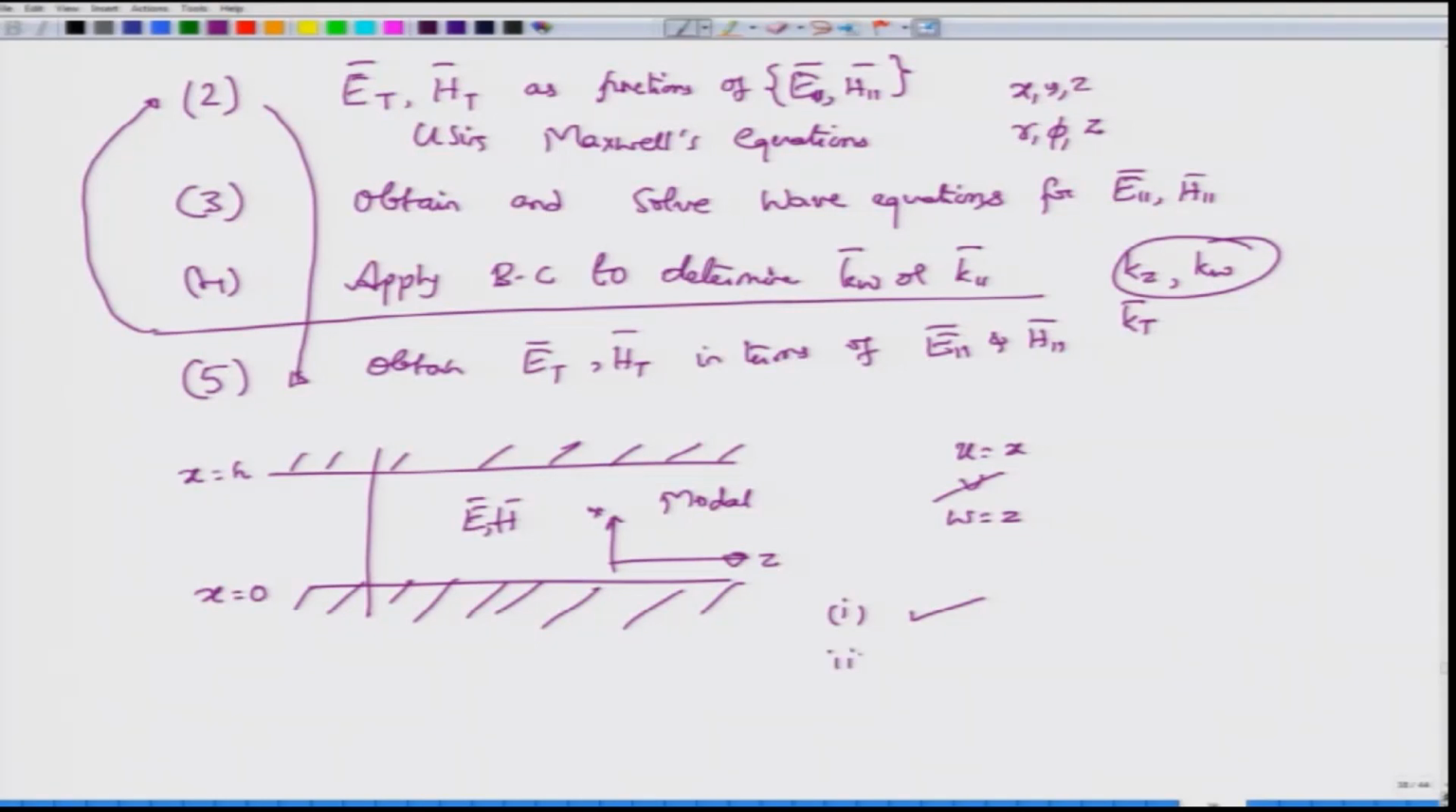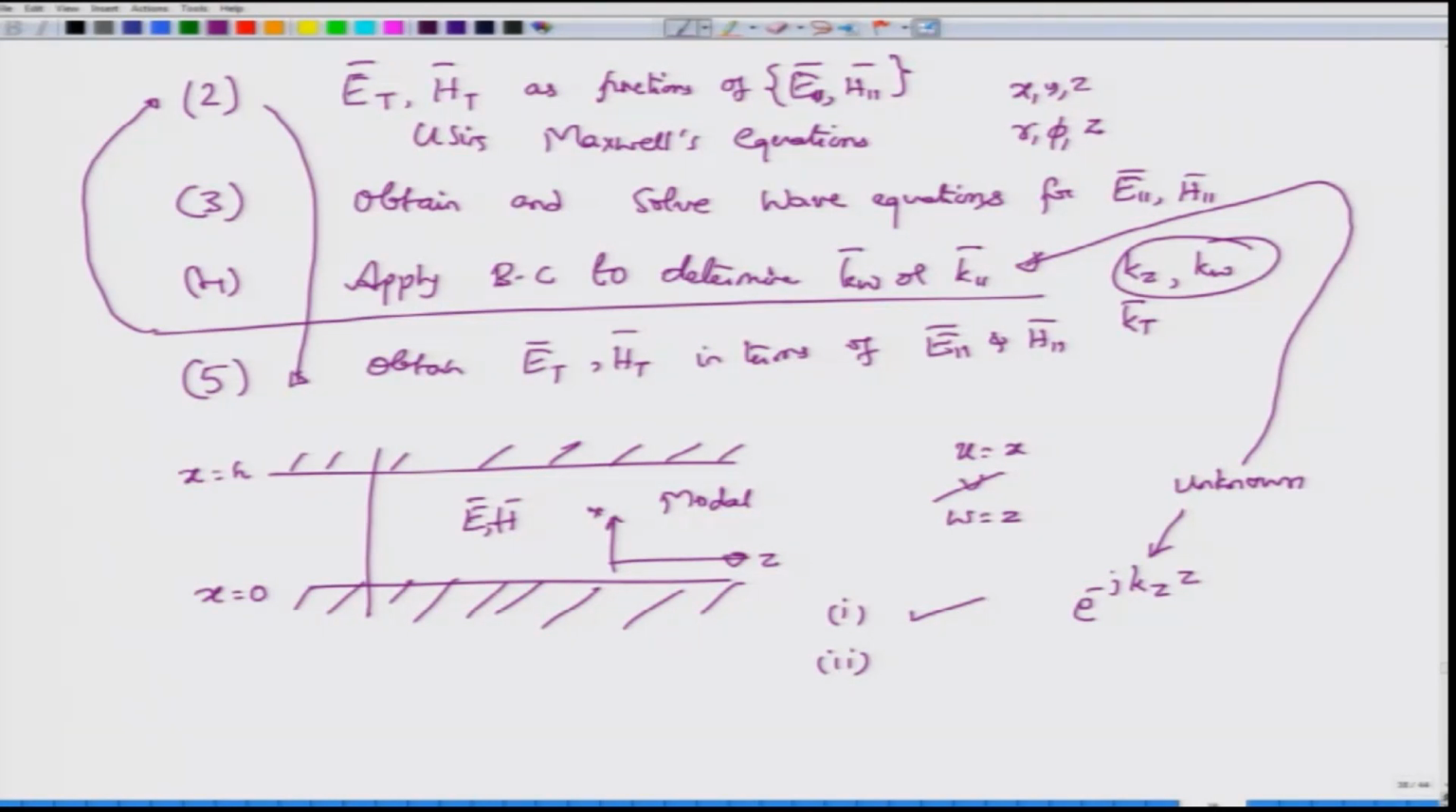The second step: while choosing the coordinate system, I have also assumed an e power minus j k z times z dependence, with k z being the unknown quantity that I need to determine. Remember, that was the idea of step number 4, so we have not reached step 4. I am not going to fully solve this case; I am going to leave most of it as an exercise to you. I will just indicate the procedure.